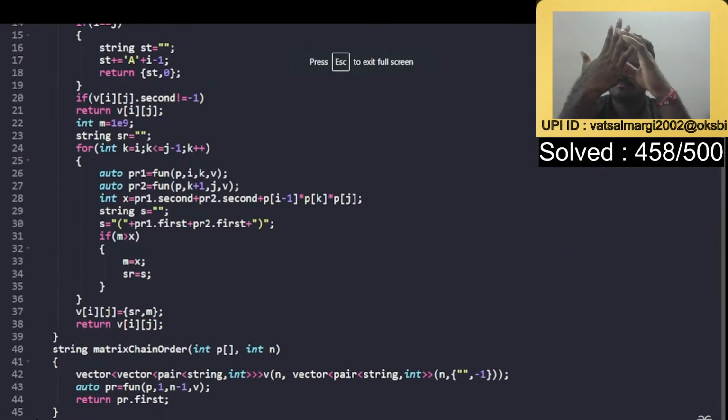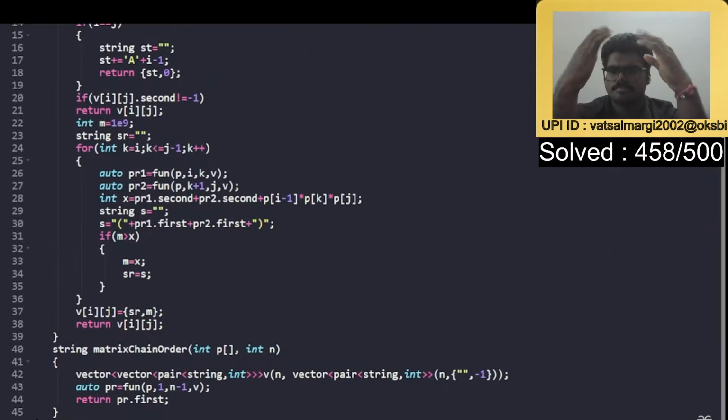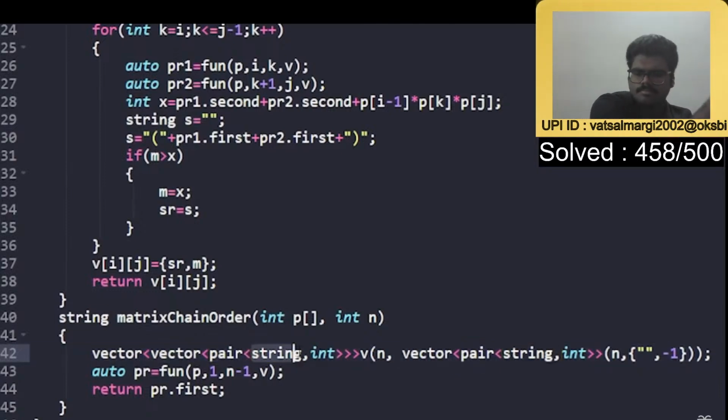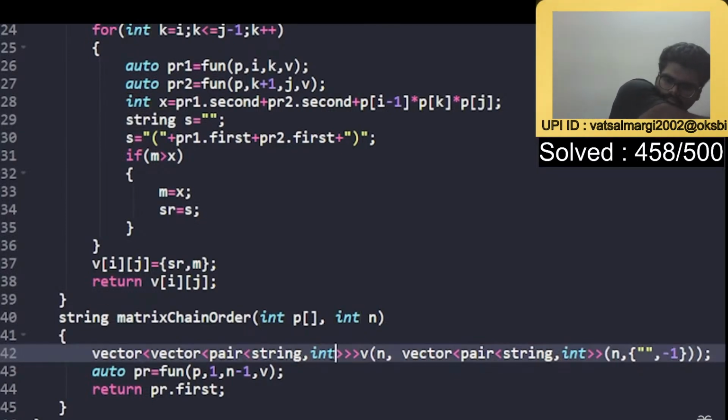So let us discuss. I've taken this code from the description. It was written really well. So basically what we'll be doing is declaring a vector of vector, a 2D vector that will consist of a pair. The first part of the pair we have taken as a string, and the second part is an integer. The string part will be storing the brackets, the sequence according to the minimum operations, and the integer will tell us the minimum number of operations. Initially we'll mark the string values as null, and we will mark the integer values as -1. If the current DP state ij is equal to -1, that means that particular state is not calculated.